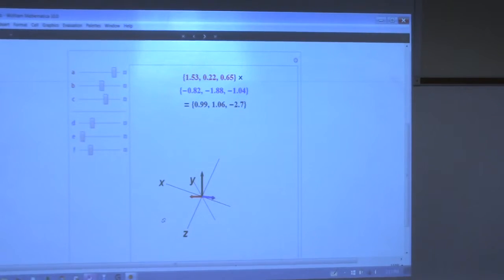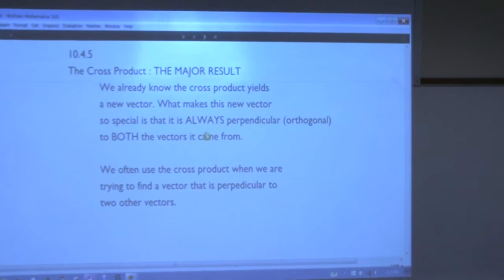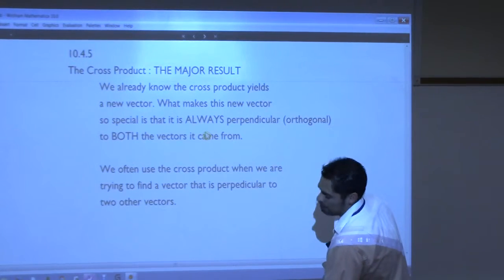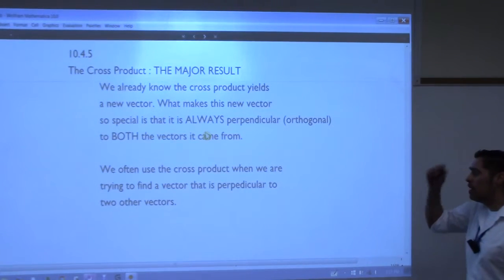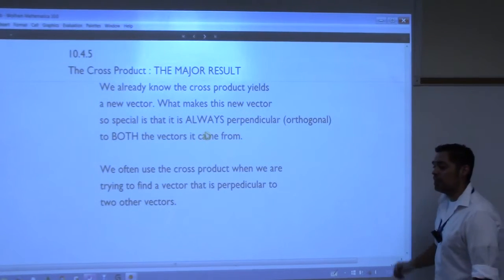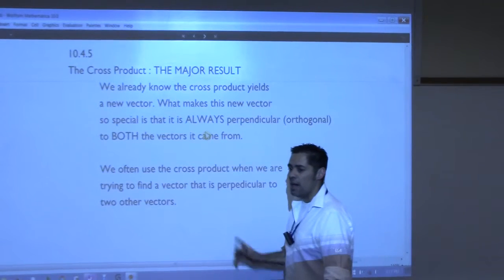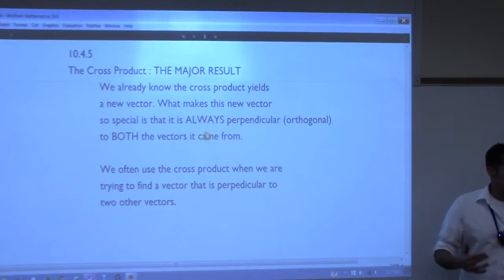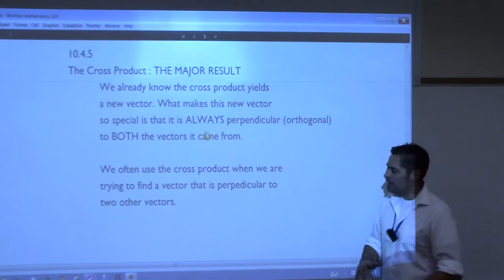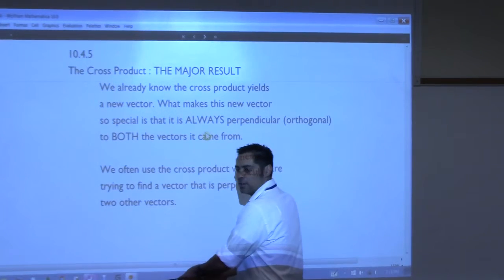And this is a major, major result, all right? That's what I put on here. We often use cross products when we are trying to find a vector that is perpendicular to two other vectors. A lot of times we will have two vectors and need to find a vector that's perpendicular to both. Anytime you need to do that, you bring the cross product in.